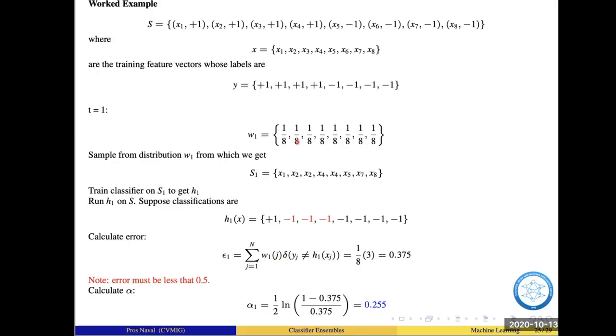For the second, third, and fourth, the W's of i are 1/8, 1/8, and 1/8. Therefore, 3 times 1/8 is 0.375. That's your epsilon 1. Note that the error must be less than 0.5. If it is greater than 0.5, that's bad, so we reject that hypothesis.